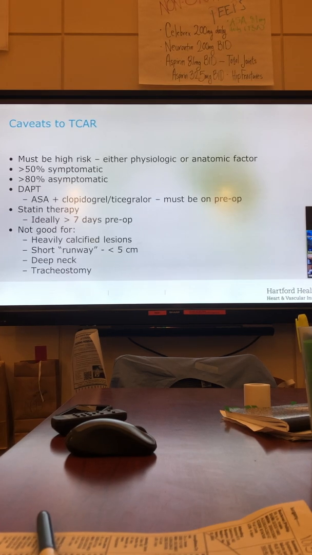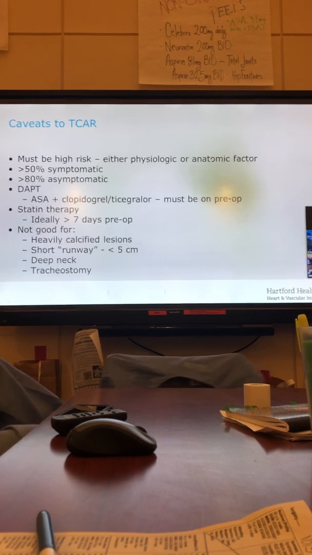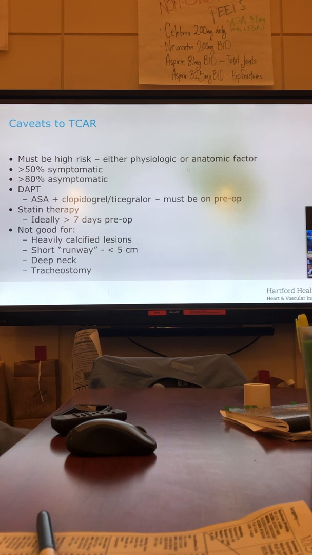So who is TCAR not good for? What must they be? They must be high risk, either by physiological factors, such as advanced age, diabetes, pulmonary disease, or an anatomic factor, meaning they've had neck radiation, or a prior CEA, or they've got a high lesion, or tandem lesions. They must be either greater than 50% if symptomatic, or greater than 80% if asymptomatic. So not greater than 70, but greater than 80, which is the criteria we use anyway.